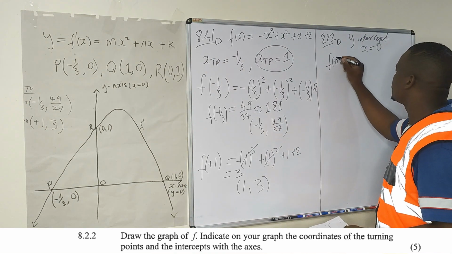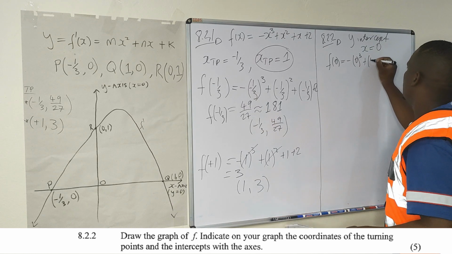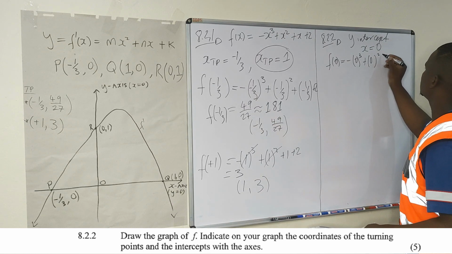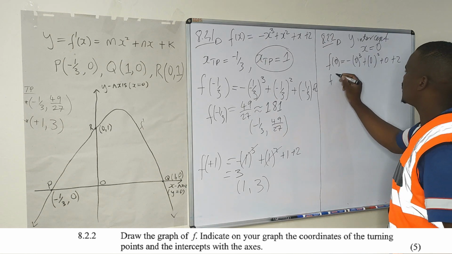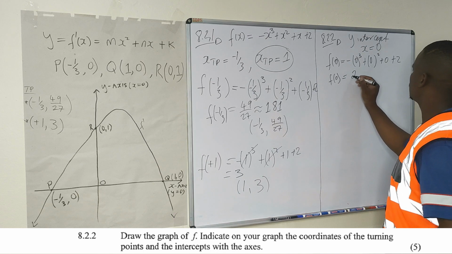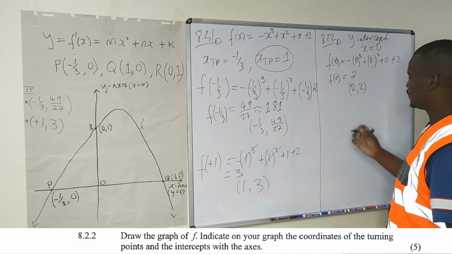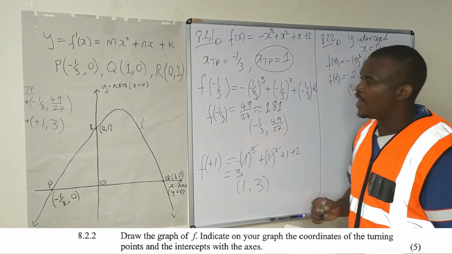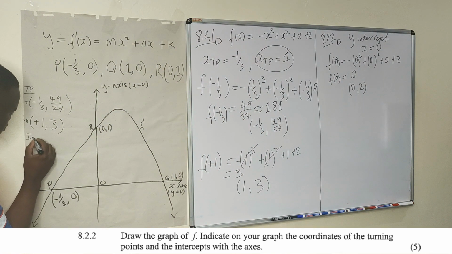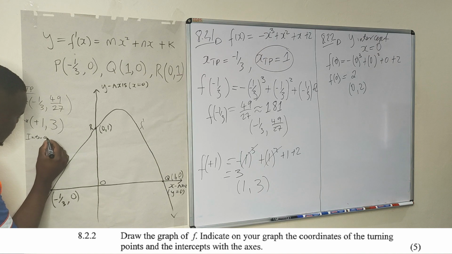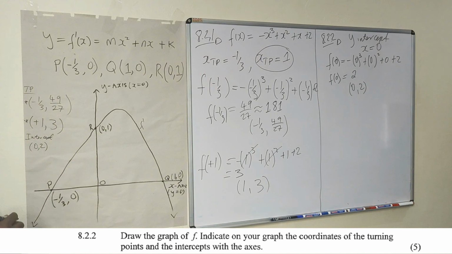So f at 0 is equal to -0 cubed plus 0 squared plus 0 plus 2. Then you punch this in your calculator, you'll find that f at 0 is equal to 2, so the coordinates for the y-intercept are 0 and 2. This is what this tells you. So you have your coordinates there, your intercepts, 0 and 2. That's one point that you have.